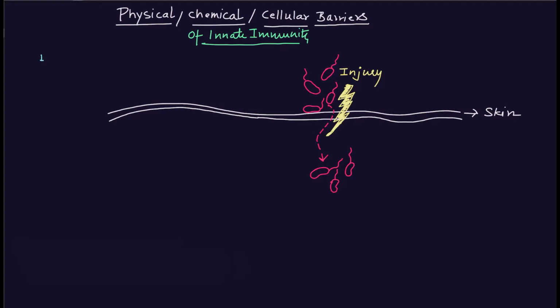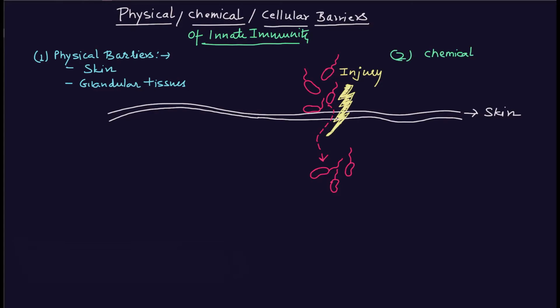So let's discuss all these barriers. First barrier is the physical barrier, which is skin. As you can see in this case, I have shown you that tissue injury can break this barrier. Second, you have glandular tissue that can also play an important role as a physical barrier. Then the second barrier is the chemical barrier, which includes acidic pH.